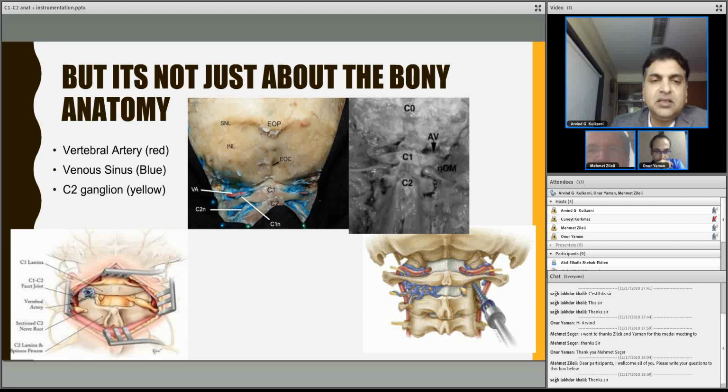Then come these venous structures. We all know, when we do a C1-C2 fixation, these can keep troubling and irritating you throughout the surgery. These are venous sinusoids. They are usually seen when you come across this particular structure when you're putting your C1 lateral mass screw.